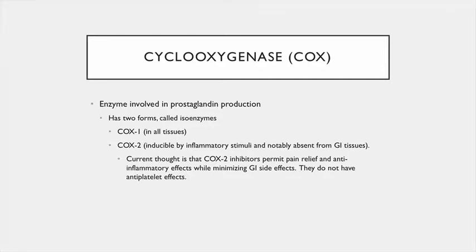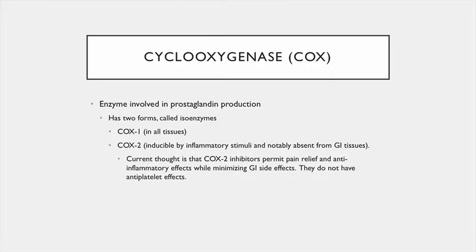So in this same vein, there are enzymes involved in prostaglandin production. An enzyme called cyclooxygenase, abbreviated as COX, and there are different forms of it. This COX enzyme is involved in the production of prostaglandins. And again, remember, prostaglandins are like signaling molecules that are direct acting. They're released at a point and they act at that same point. So the COX enzyme, cyclooxygenase enzyme, has two isoenzymes. One is COX-1, and it's found in all tissues, and one is COX-2, and it's inducible by inflammatory stimuli, but it's notably absent from GI tissues.